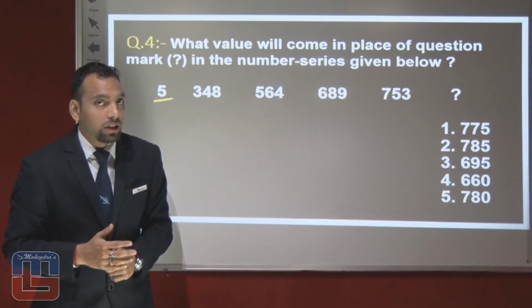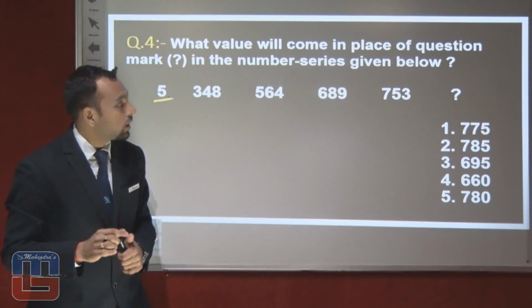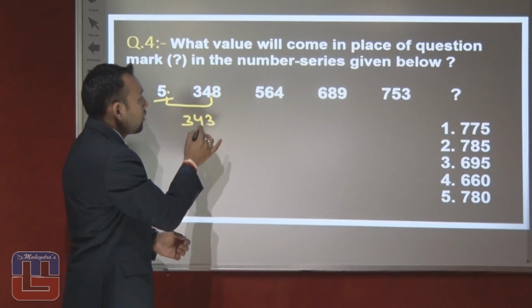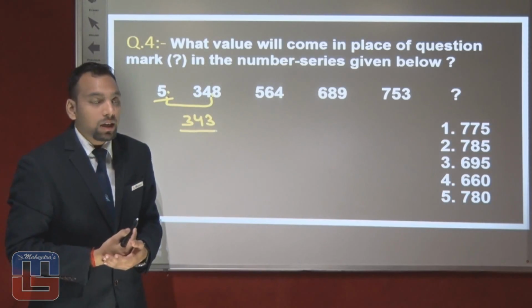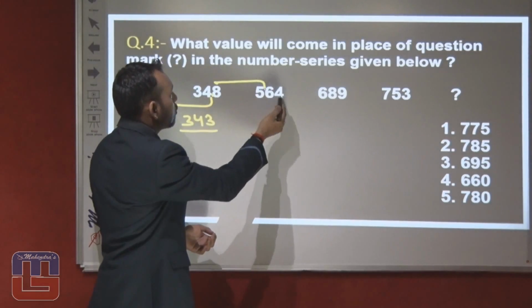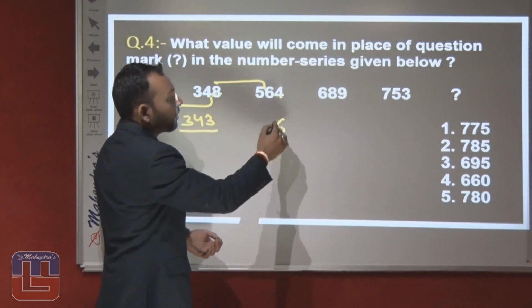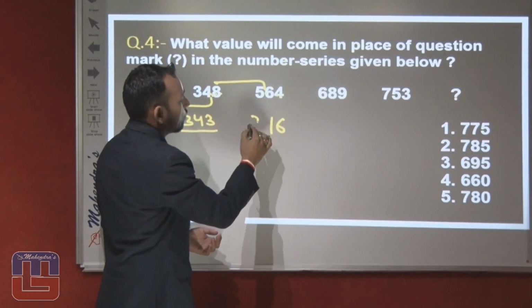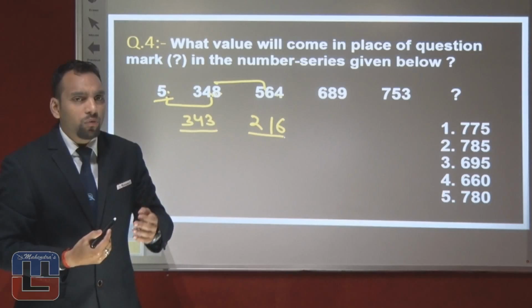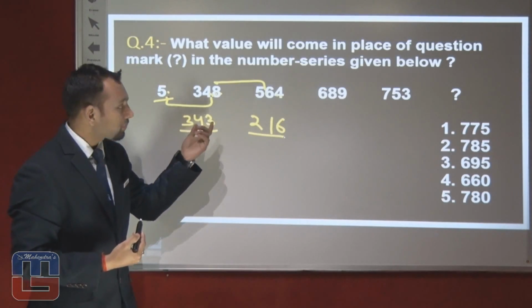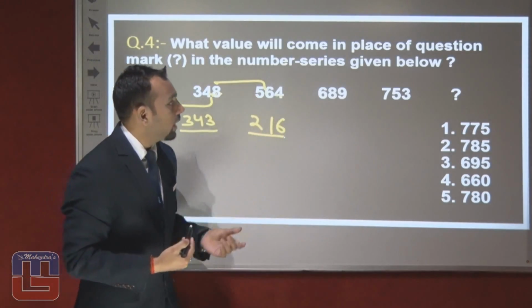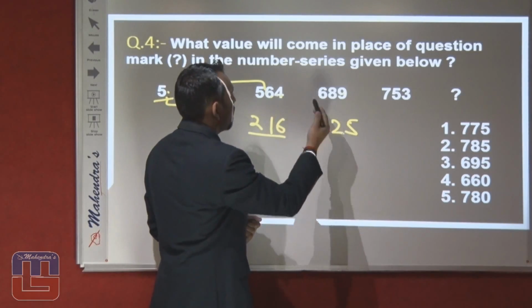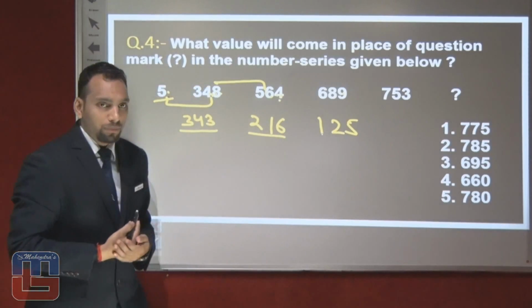What I said earlier, you have to check the difference. Now see, the difference between these two numbers is 343. Alright, and here the difference between these two is 486, and here 541, and here 216. Now we are getting something: this is 343, 216, and here you will get the difference 586, and here 125.